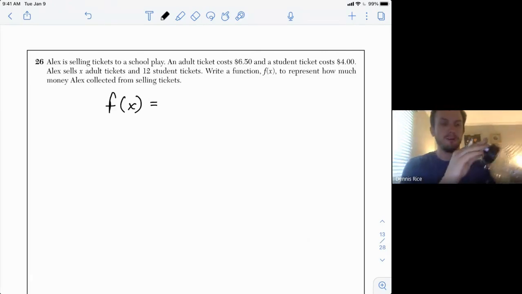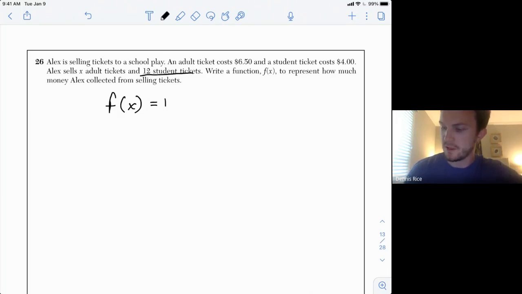Now, what should our rule be? What's the rule for this scenario? Do we have 2 variables? Are there 2 variables here? Seems like there are, but are there? No, there's only 1. Yeah, because they tell us how many student tickets. It's not unknown how many student tickets they sold. How many student tickets did they sell? 12. So they sold 12 of them.